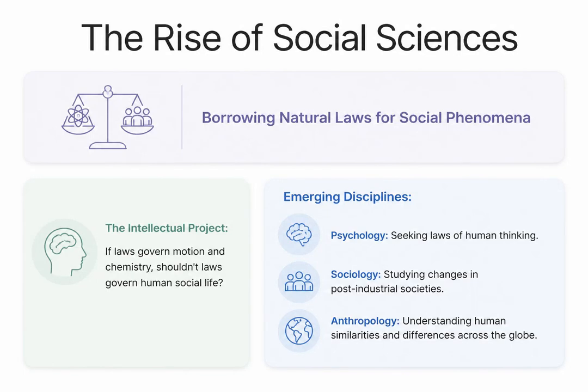As natural scientists discovered the laws governing the physical world, philosophers started asking a revolutionary question. If there are strict laws governing gravity and chemistry, shouldn't there be laws governing human social life? They realized that institutions like family, marriage, and religion weren't created by God. They were created by humans, and human creations should follow discoverable rules. This intellectual project, finding the laws of social life, gave birth to the social sciences: psychology for the mind, sociology for industrial society, and anthropology to understand the diverse peoples of the world.